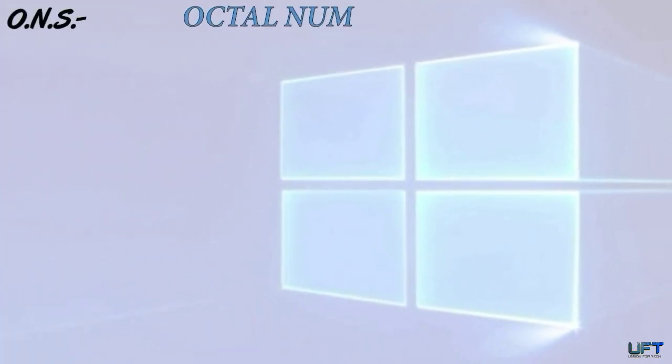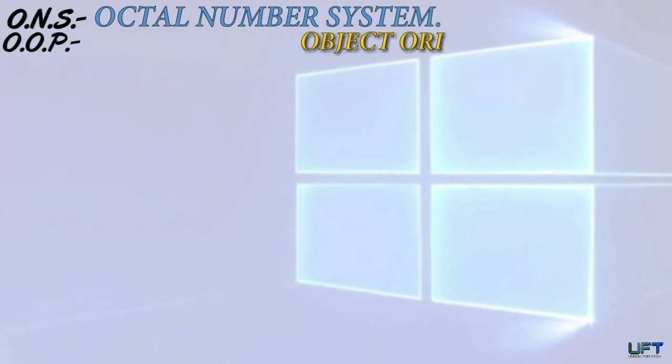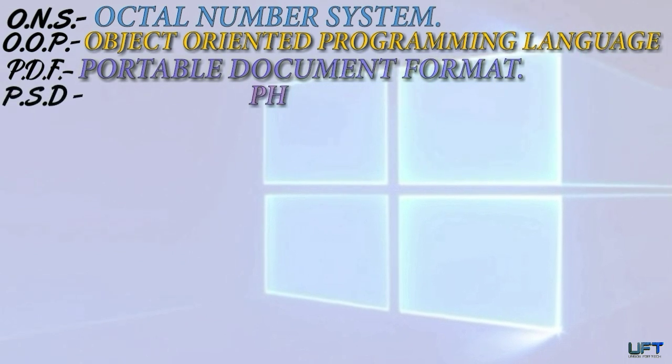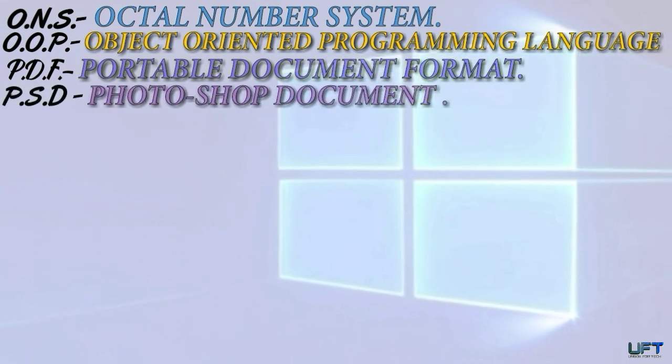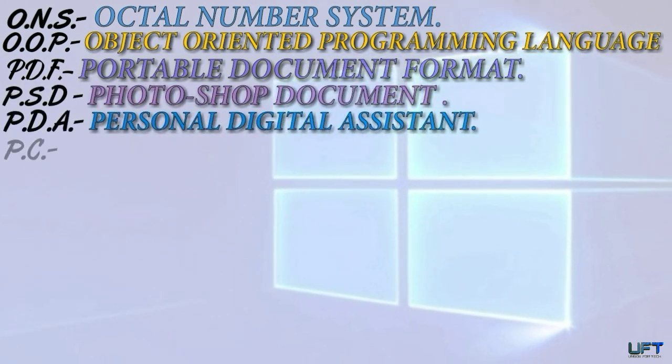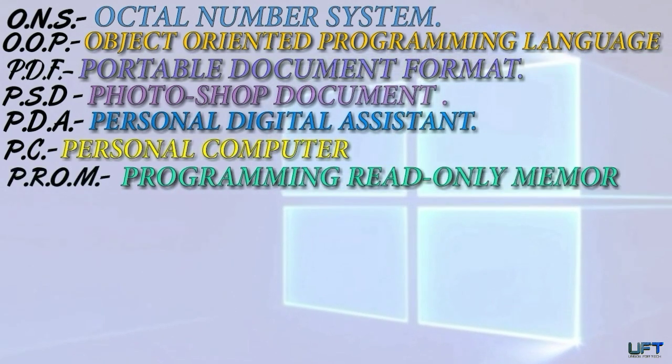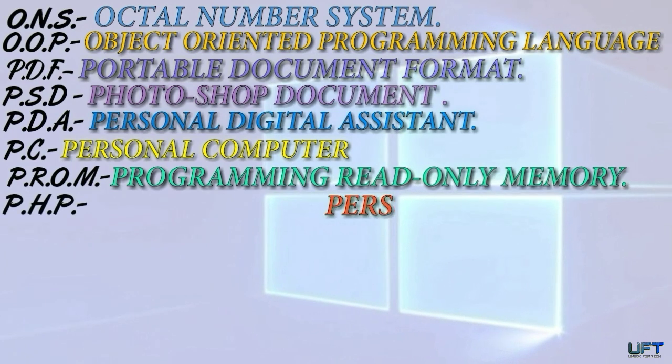ONS stands for Octal Number System. OOP stands for Object Oriented Programming Language. PDF stands for Portable Document Format. PSD stands for Photoshop Document. PDA stands for Personal Digital Assistant. PC stands for Personal Computer. PROM stands for Programmable Read Only Memory.